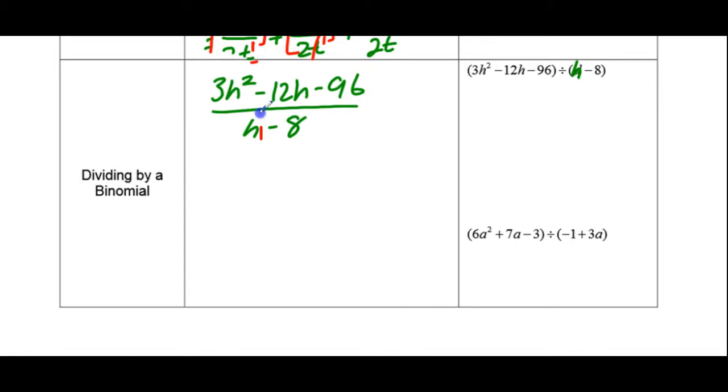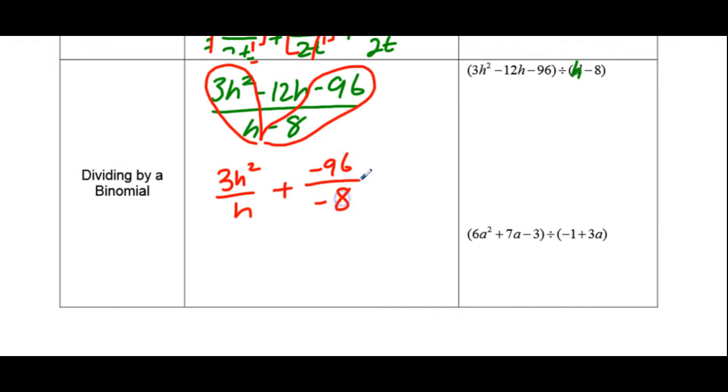You take the h and divide it into the 3h squared. So one term is going to be 3h squared divided by h. Plus, then we take negative 96 divided by negative 8. So two separate things. They're going to give you the same answer, so don't worry. 3h squared divided by h, one h crosses out, so we have 3h. Negative 96 divided by negative 8 is going to give you a positive 12, and we're done.